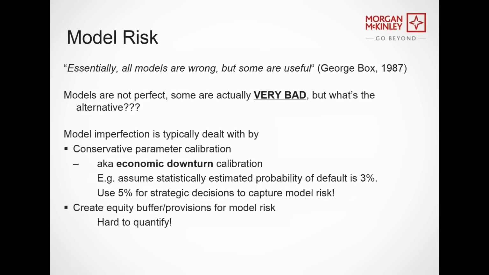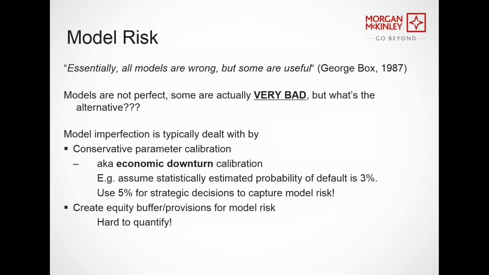Our models will never be perfect, right? You can see a statement from George Box, well known for the box plot, saying that all models are wrong but some are useful. Our models approximate reality, but they will never be perfect. Some are actually very bad. Think about LGD models where the R-squared is only between 20 to 30%. So how are we going to deal with this?